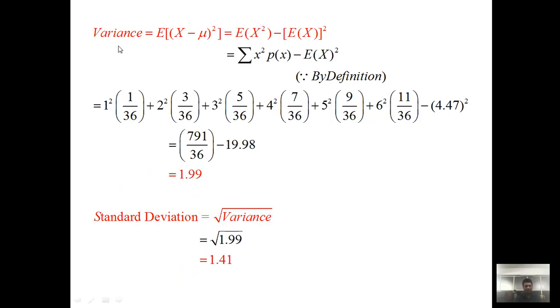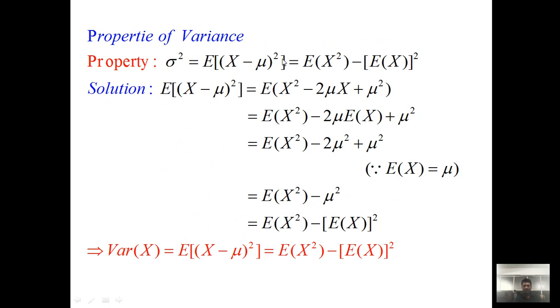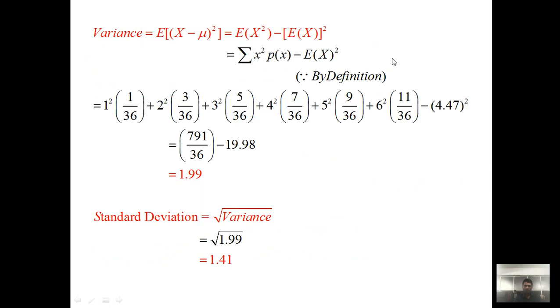So variance is equivalent to E of (X minus mu) square. Remember, this is just the definition of variance. And now we use one of the properties: variance is equivalent to E of X square minus E of X whole square. That is, we use the property that expresses variance in terms of expectation. So by using this property we write down the variance as this.